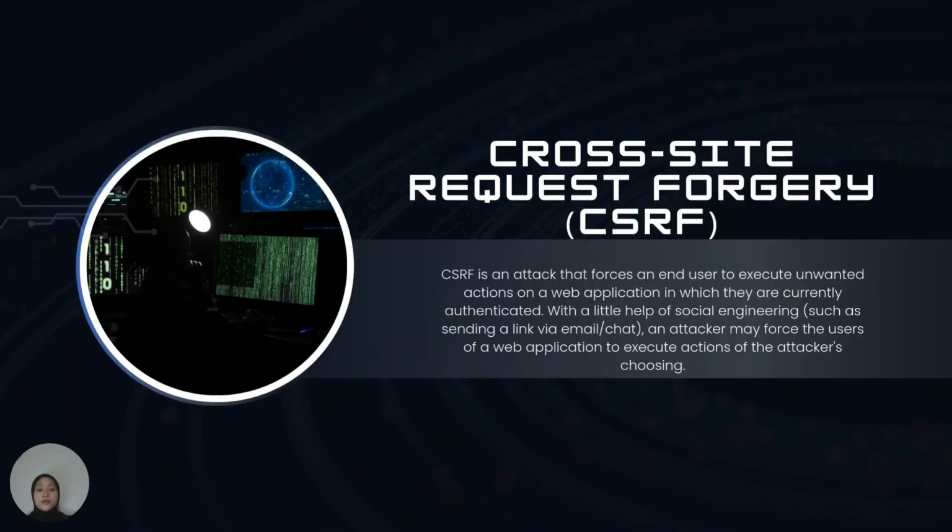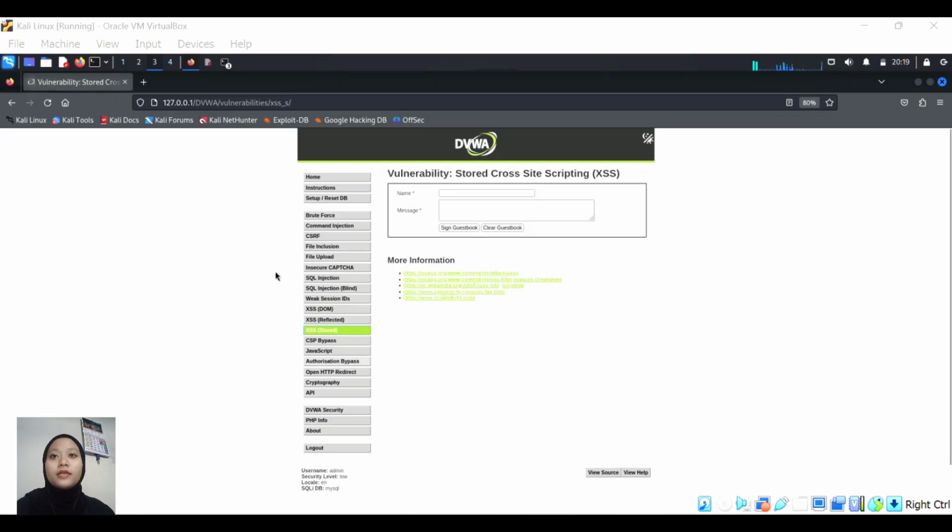The second one is cross-site request forgery, or CSRF. CSRF is an attack that forces an end user to execute unwanted actions on a web application in which they are currently authenticated. With a little help of social engineering, such as sending a link by email or chat, an attacker may force the users of web applications to execute actions of the attacker's choosing. Okay, let's move to CSRF.